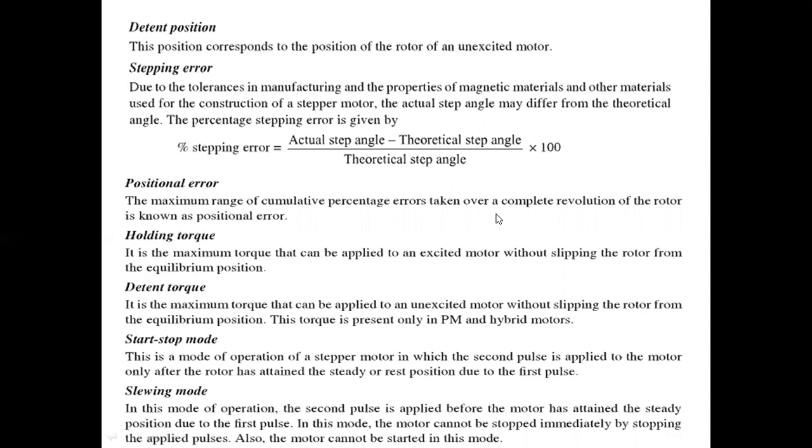The next one is the holding torque. It is the maximum torque that can be applied to an excited motor without slipping the rotor from the equilibrium position. Holding torque. This is also an important one. Here, the A phase is excited, so the rotor is rotated, and then after the B phase is excited, the rotor is rotated again. To be rotated means, what should happen here?